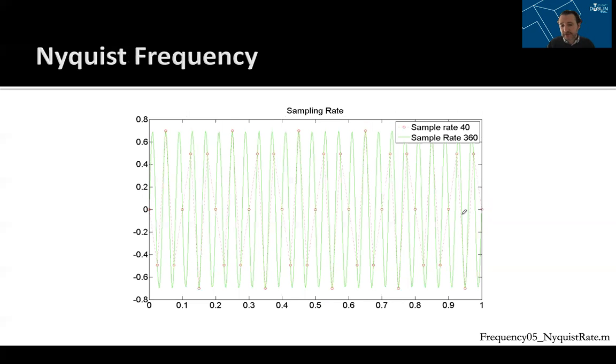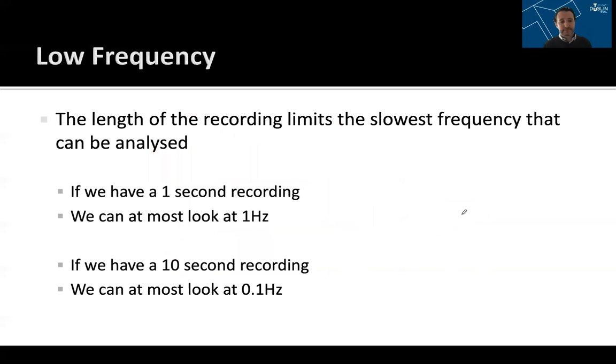And then there's a Nyquist frequency as well, where by mistake you might see a signal that's actually not there. You're sampling within a signal. So the lowest frequency you can look at is set by how long your recording is. So if your recording is only 1 second, you can only look at 1 hertz. If your recording is 10 seconds, you can look at 0.1 hertz.